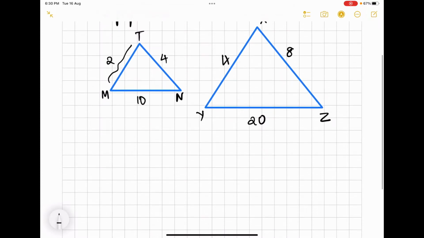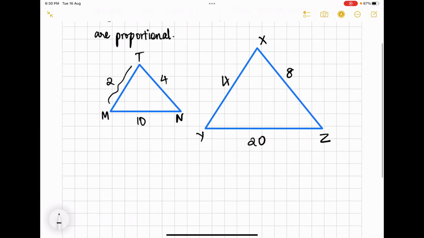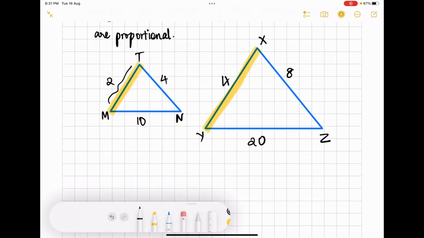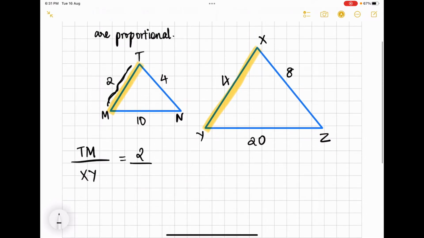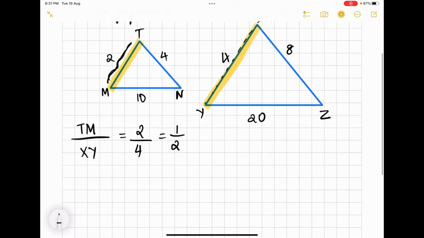Now, let's find out what this side divided by this side is. I can see that there looks like there's some relation between these two triangles, and let's find out what that is. Let us find out what TM divided by XY is. TM is this length and it is given as 2. XY is this length and it is given as 4. 2 by 4 is 1 by 2.